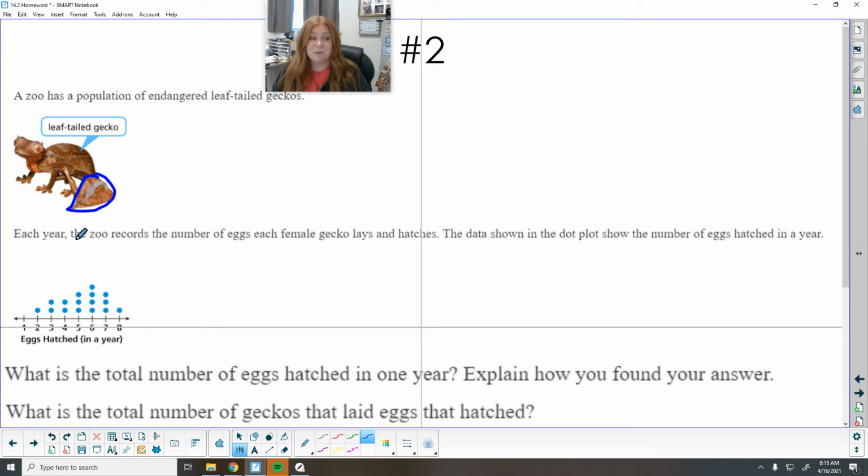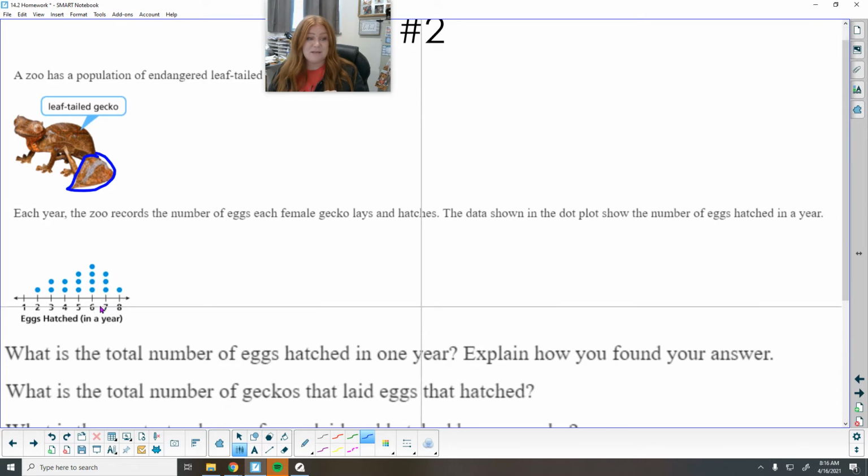Each year, the zoo records the number of eggs each female gecko lays and hatches. Every dot stands for one gecko that laid that many eggs. So this gecko laid 8 eggs. This gecko laid 7. This one laid 7. This one laid 7. So we're going to have to do some thinking here.